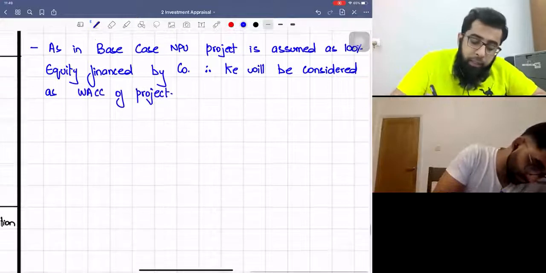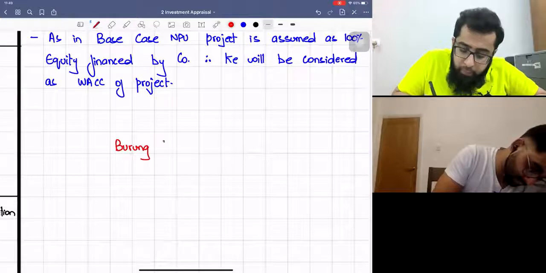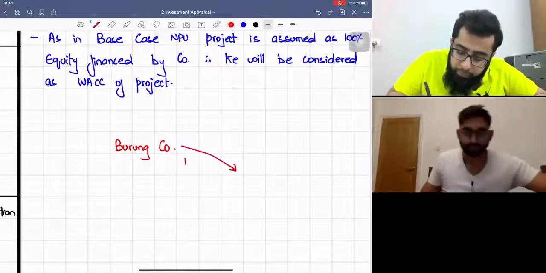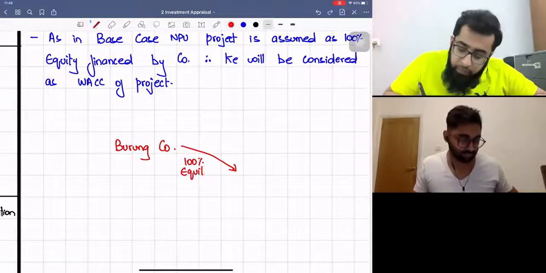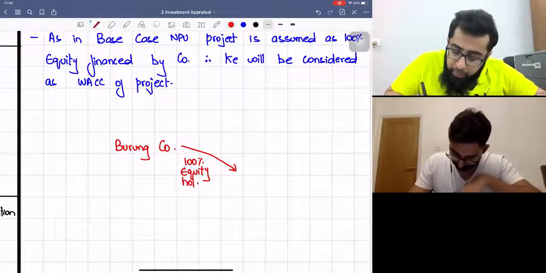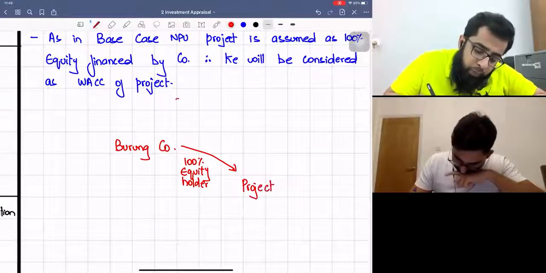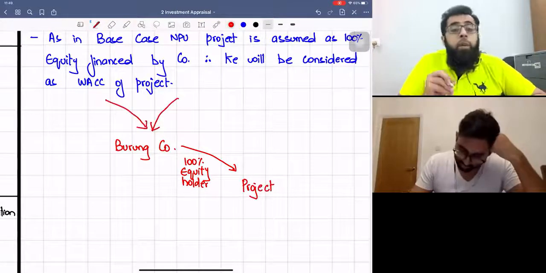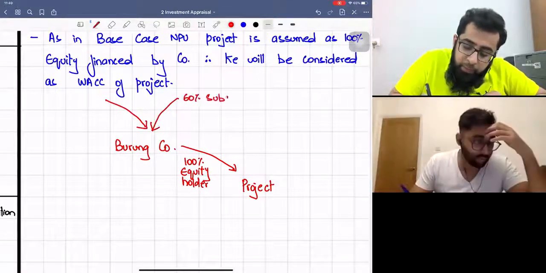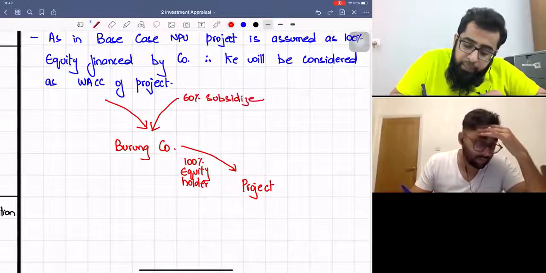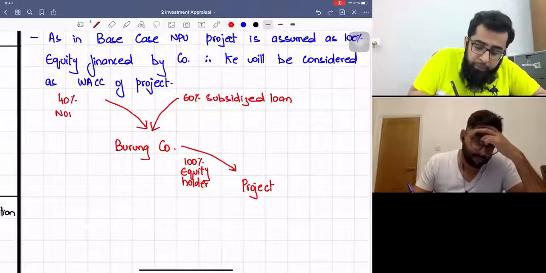Now, basically the model is that Burung company will be 100% equity holder of project, whereas Burung company will raise finance: 60% from a subsidized loan from government, and 40% from market, a normal loan.